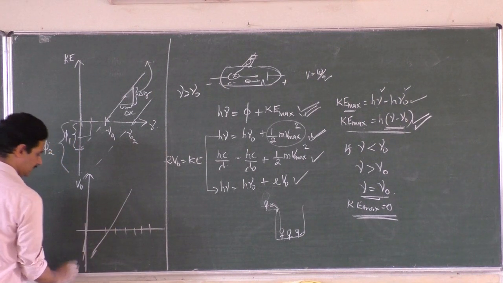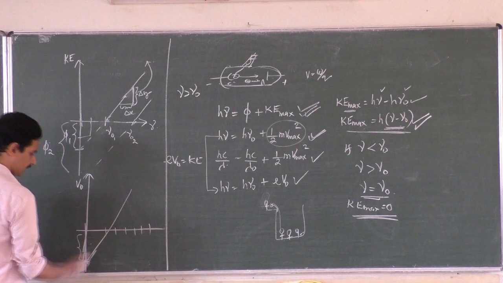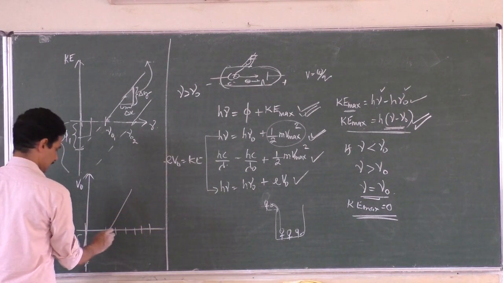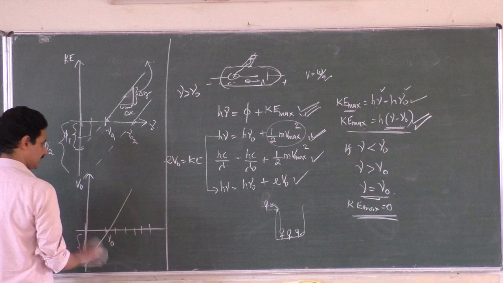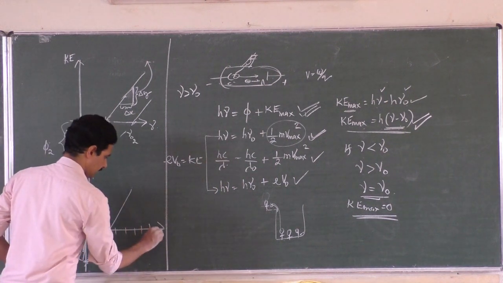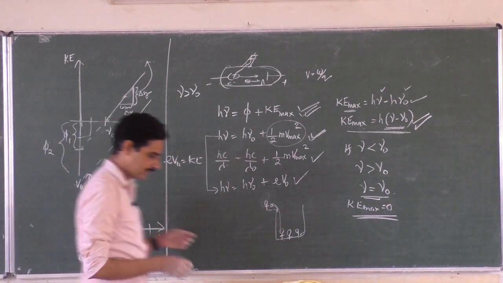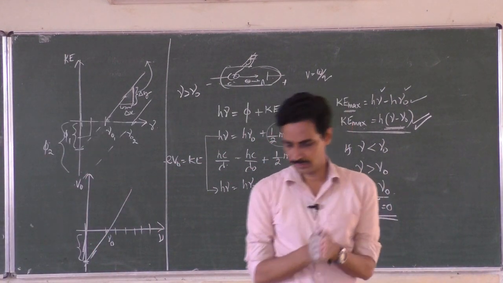The curve will be the same. Only, the intercept is not the work function, it is the work function divided by Planck's constant, which is the threshold frequency. So, the graph is the same, stopping potential versus frequency, because if you multiply by e, you will get the kinetic energy. All these equations, you must be very familiar with.